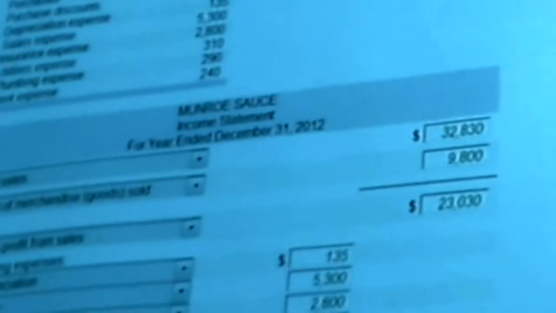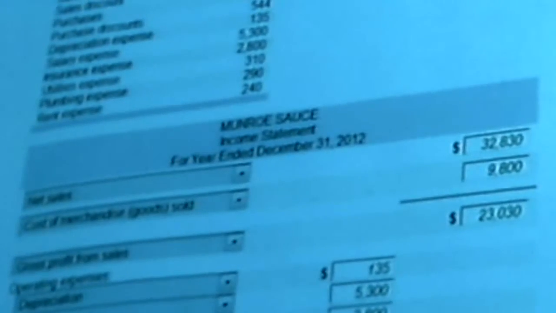And then we subtract total expenses from gross profit, and we get net income, which is your profit, bottom line. What if your expenses are greater than your gross profit? Then net income is a minus, it's a negative. In parentheses or negative sign or red.